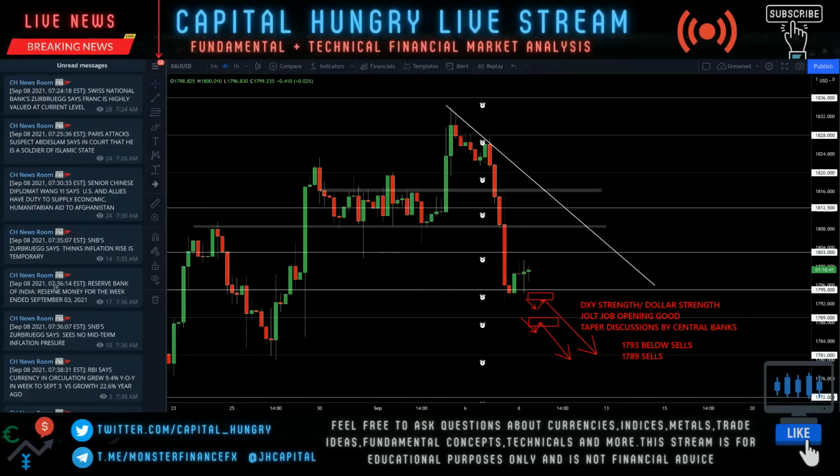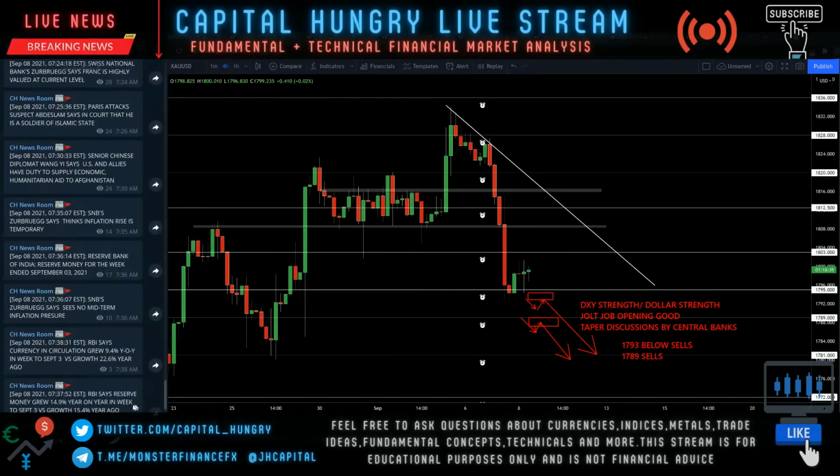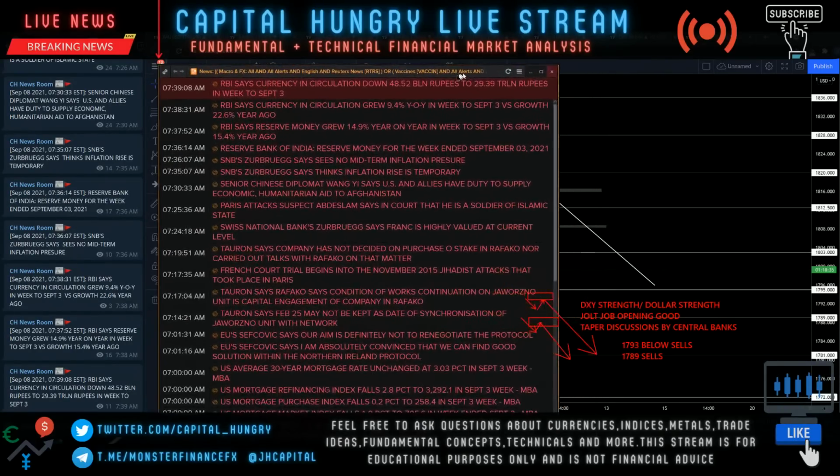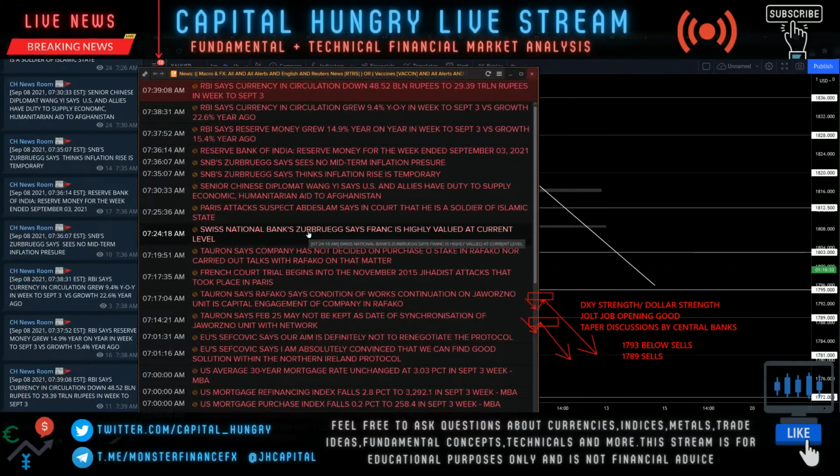This is a news terminal that's connected to Reuters Eikon. This news terminal is directly connected, like a Bloomberg terminal, but I use Reuters Eikon.